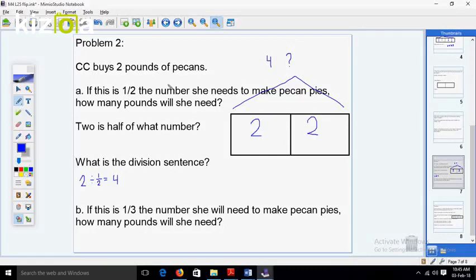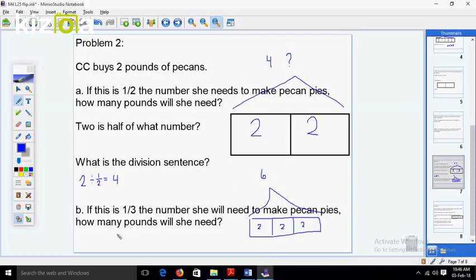Okay, so now if we look at this, she still has 2 pounds of pecans, but she now only has 1/3 of what she needs. Once again, you can look at it in a tape diagram type of situation, where we don't know what the whole is, but we do know that she only has 1/3 of what she needs, right? And right now, she only has 2. So if this is 1/3, 2/3 would be 2 more, and 3/3 would be 2 more, and if I figure out what all of that is together, it would be 6.